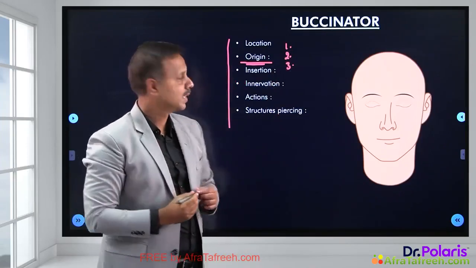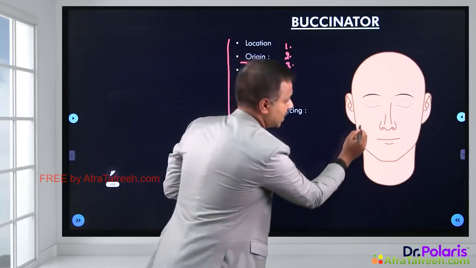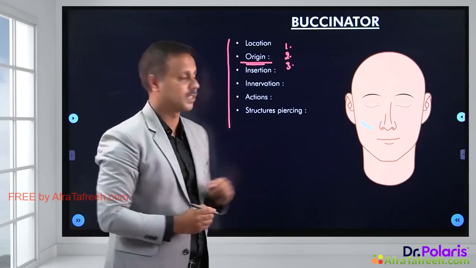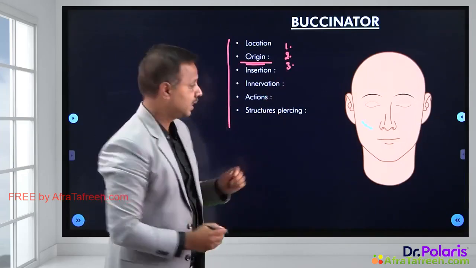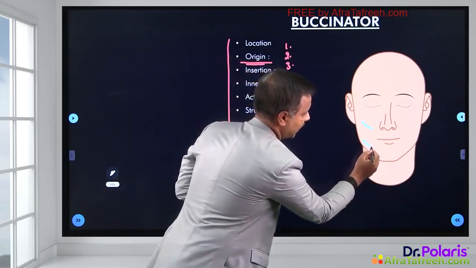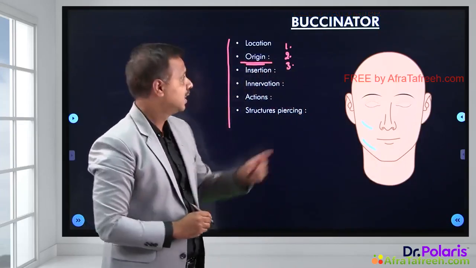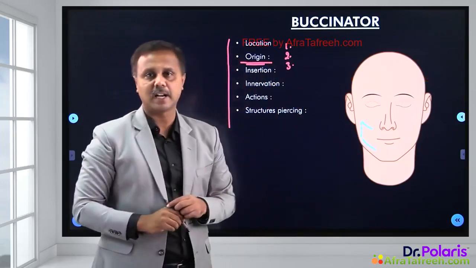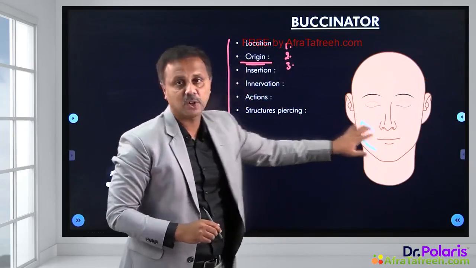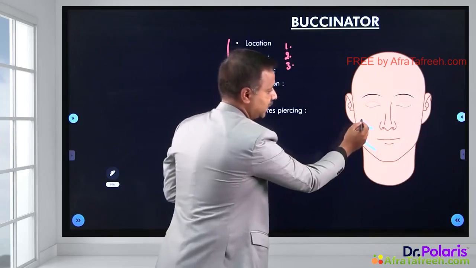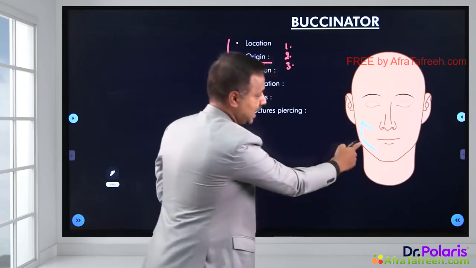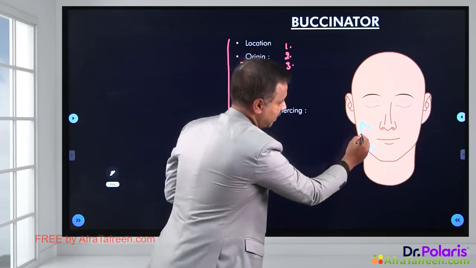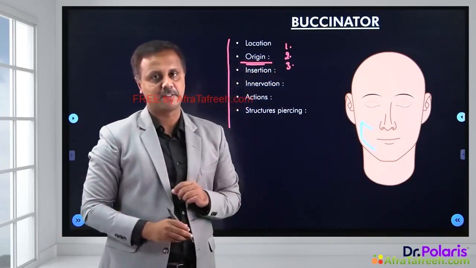Let's try to mark this origin. The buccinator arises from the upper fibers, the outer margin of the maxilla and mandible opposite to the third molar tooth. That is the first origin. Then what about the third origin? The third origin arises from the pterygomandibular raphe and maxillary tuberosity. Right? What about the second then? This arises from a raphe called pterygomandibular raphe. So this is the three-layered origin of buccinator. Above from the outer surface of the maxilla and mandible, below by a ligament connecting the pterygomandibular raphe and maxillary tuberosity, and then the middle fibers come from the pterygomandibular raphe itself.